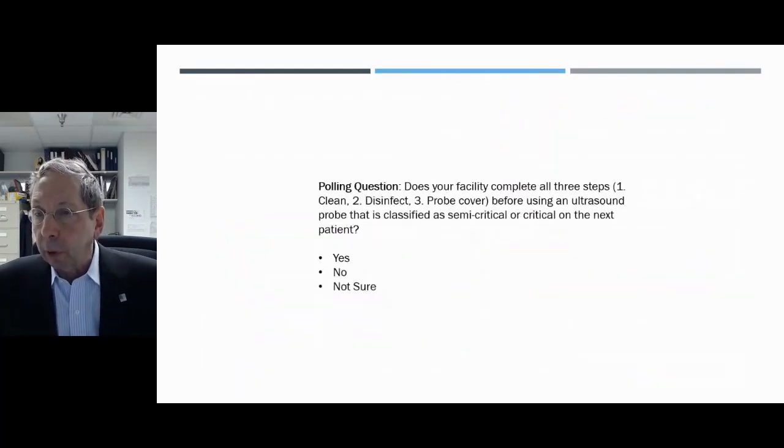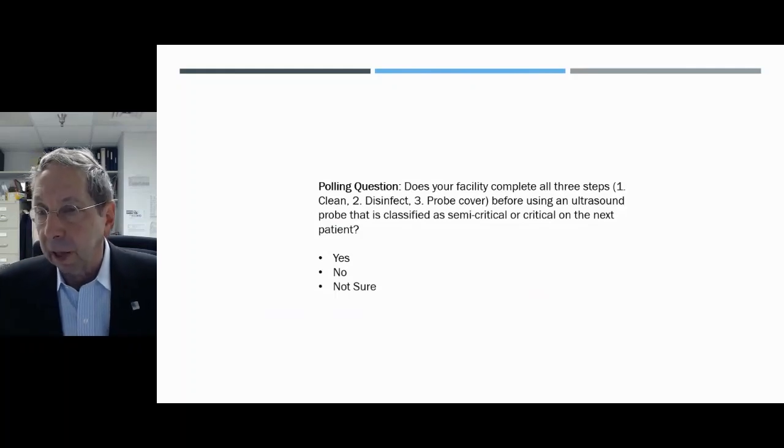So now we have a polling question. Does your facility complete all three steps? One, clean, two, disinfect, three, use probe covers before using an ultrasound probe that is classified as a semi-critical or critical item on the next patient. Please select yes, no, or not sure.